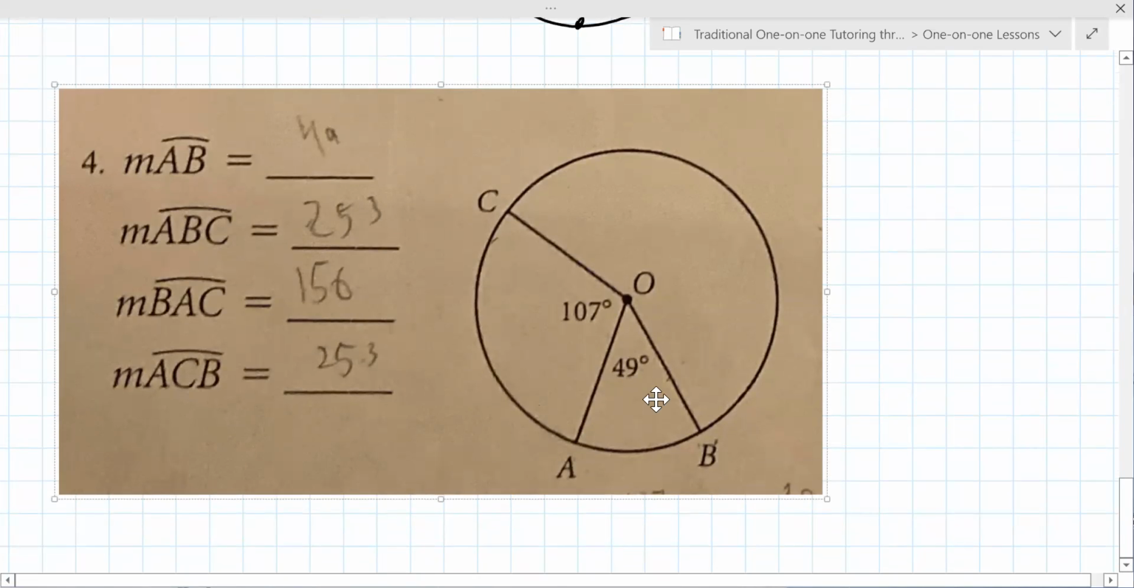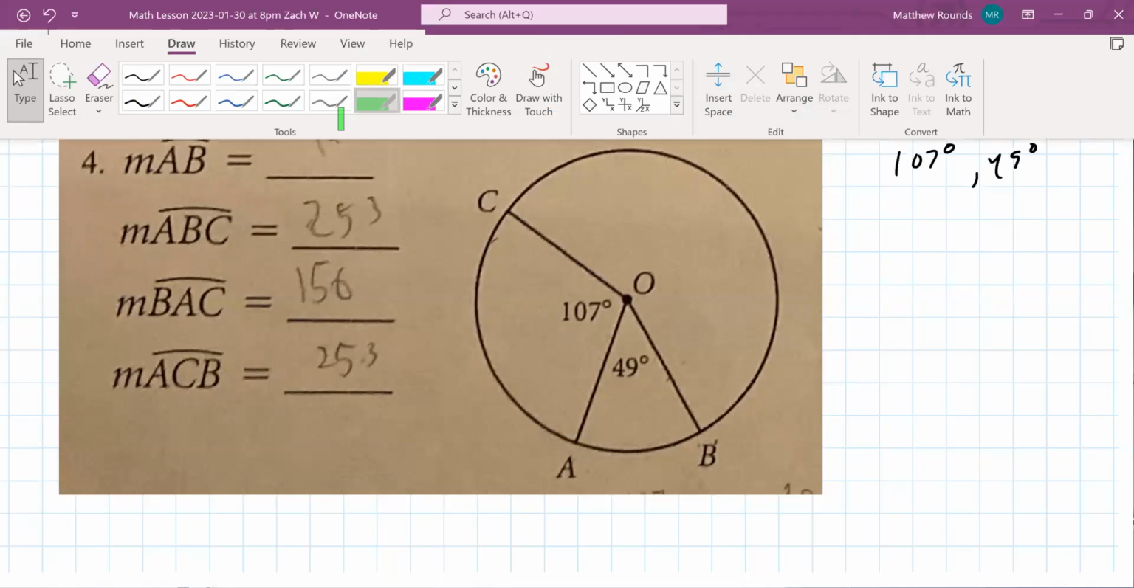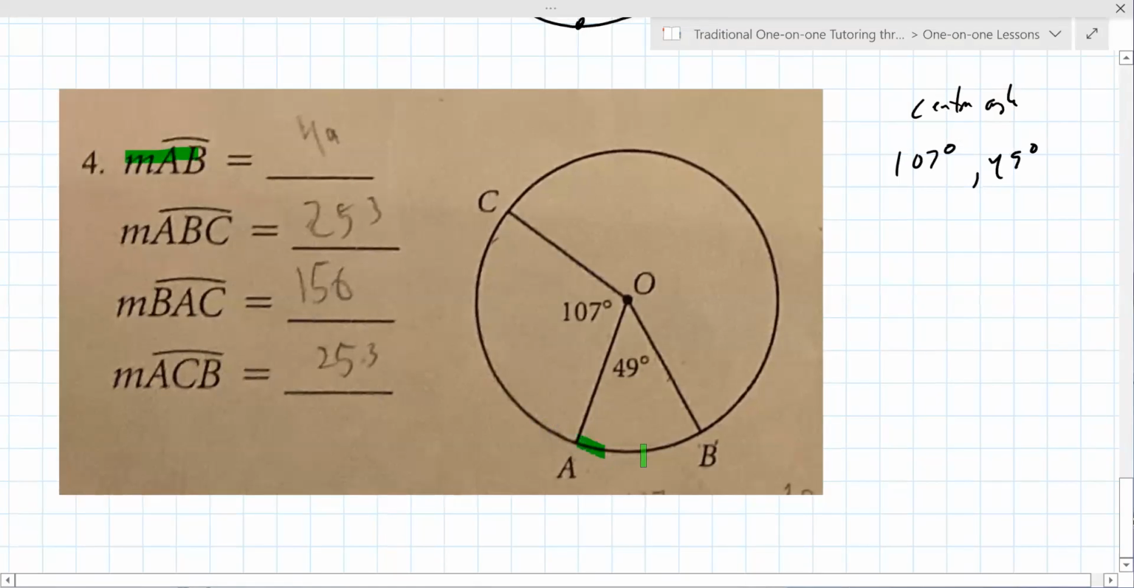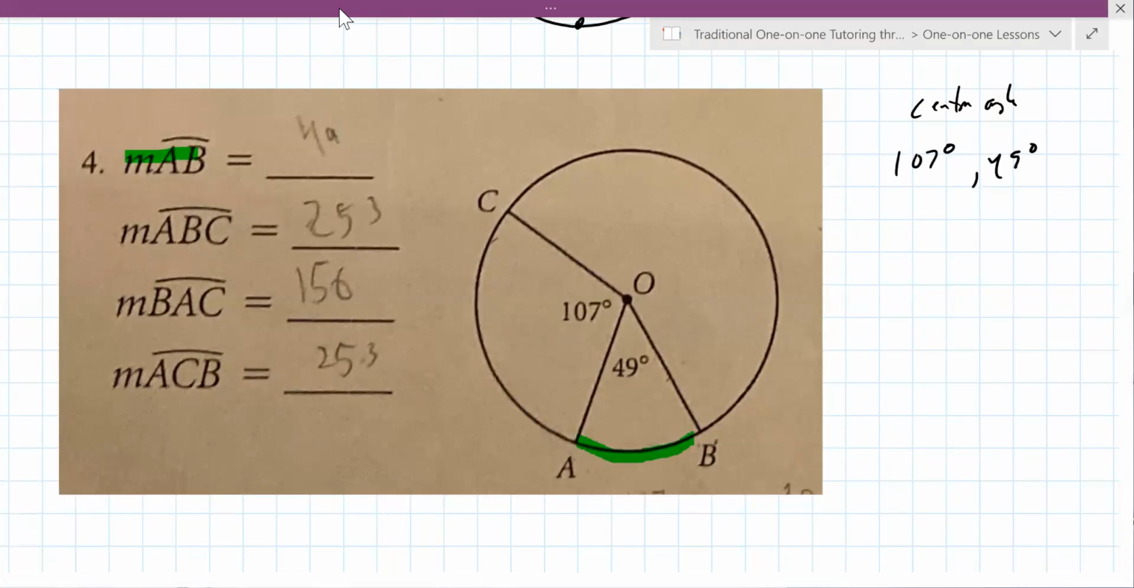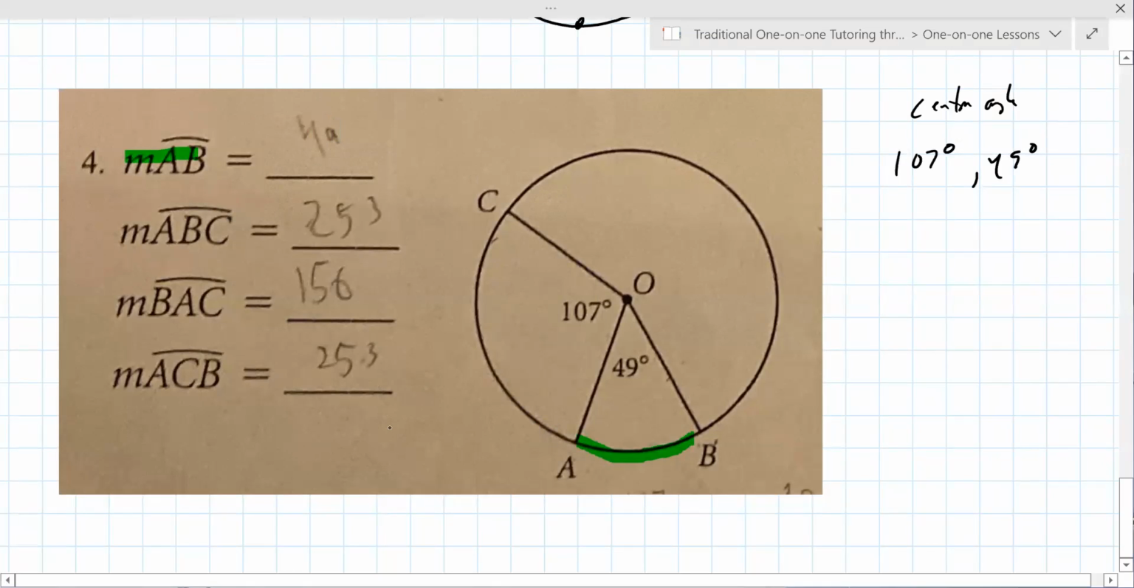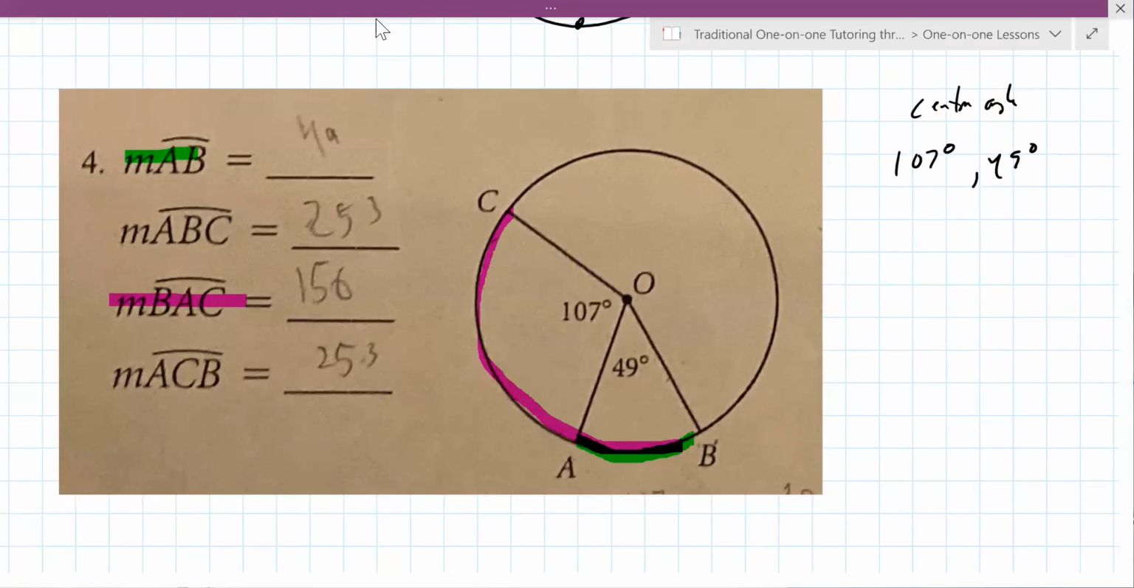They give you these central angles. These are both central angles, and what I mean by that is that they are from the center O, angle out. Now, the first arc to find, I believe, is probably AB. So it's this one here, and that exactly equals the central angle. And then they don't ask for AC, but they do ask for B to A to C, and that looks really good there. That's this big one. So that's really 107 plus 49.